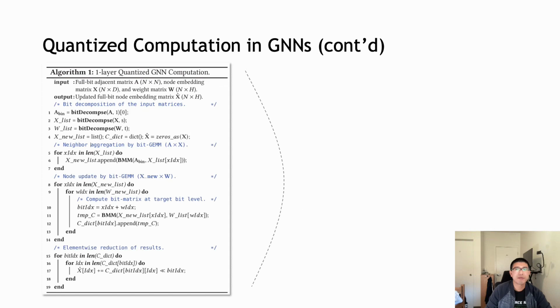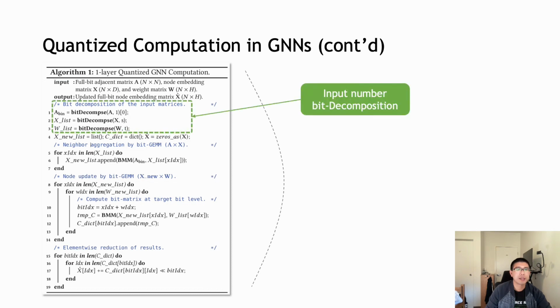Based on our 1-bit based vector-vector multiplication design, we introduced our 1-bit based quantized matrix-matrix multiplication, which will be used for our quantized GNN computation. It consists of several steps. At the first step, we will decompose the bits from the input numbers. This includes the decomposition of the adjacency matrix from FP32 to 1-bit. And for the embedding matrix, we will decompose it to a number of bits that are selected by our end users.